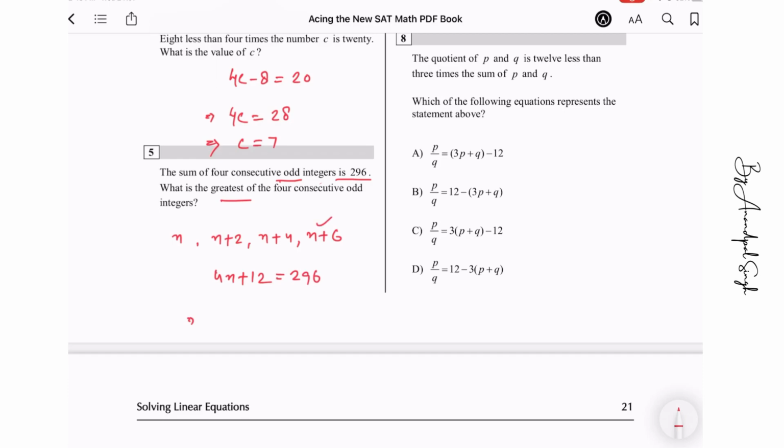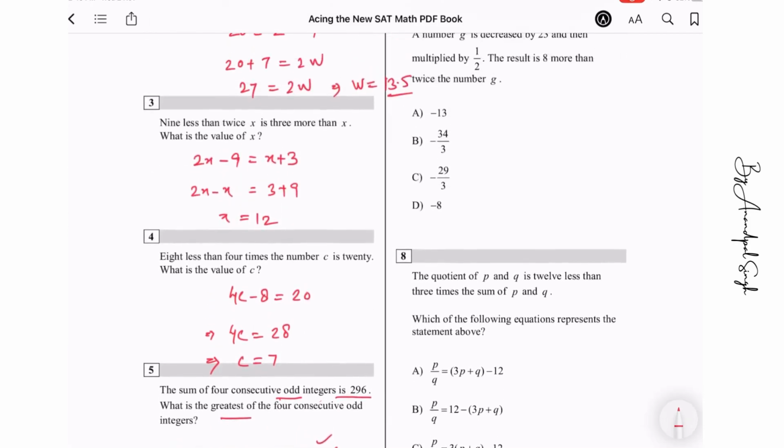Now first of all, we divide both sides by 4, so n plus 3 equals 296 divided by 4, which gives you 74. Then adding 3 on both sides, 74 plus 3 equals 77. It means n plus 6 is equal to 77. So 77 is the answer. No need to find n; straight away, find n plus 6.